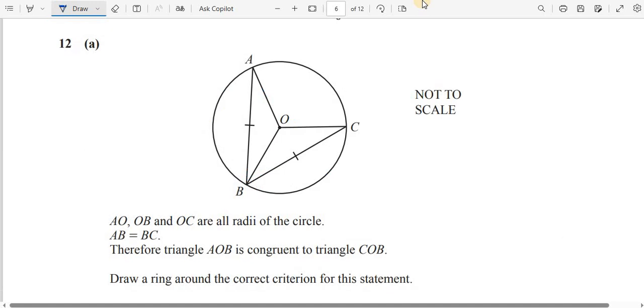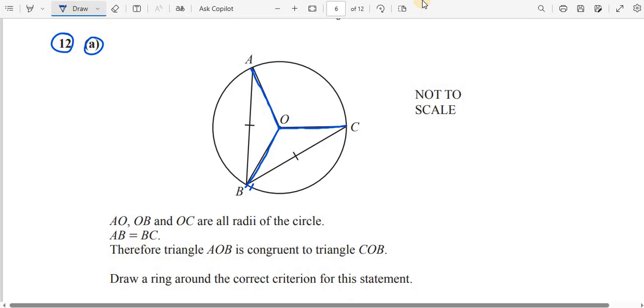Question number 12, part A. This is a diagram. OA, OB and OC are radii of the circle. So OA, OB and OC are the radii of a circle.